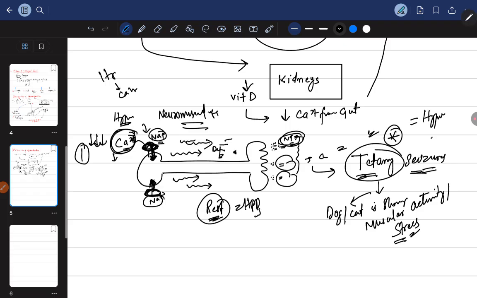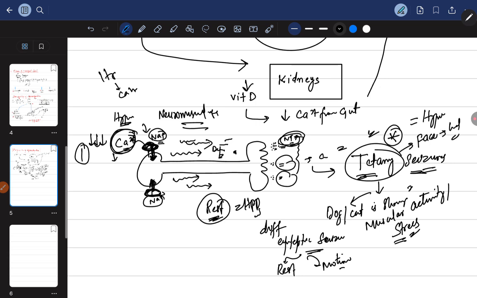So this is how you differentially diagnose it from epileptic seizures. Why? Because epileptic seizures can be seen in dogs and cats whether they are at rest or in motion. And these tetanic seizures always start from the face towards the hindquarters. So these things you have to remember.